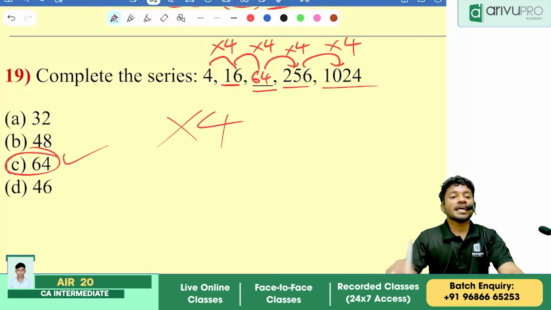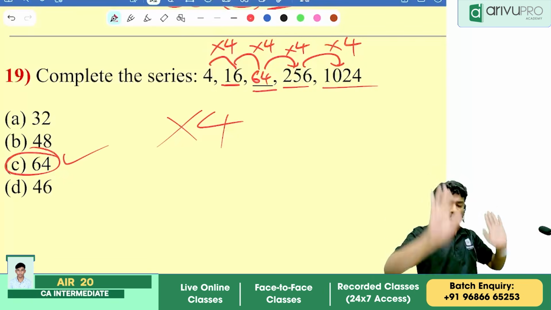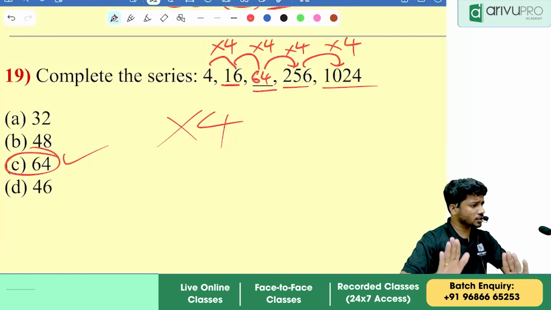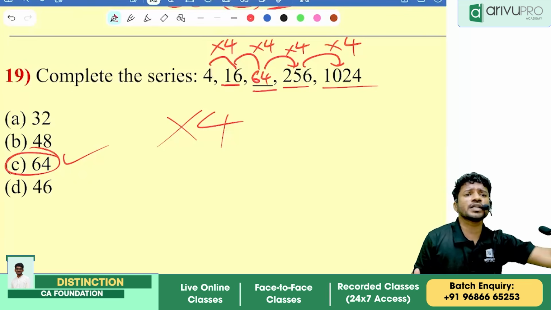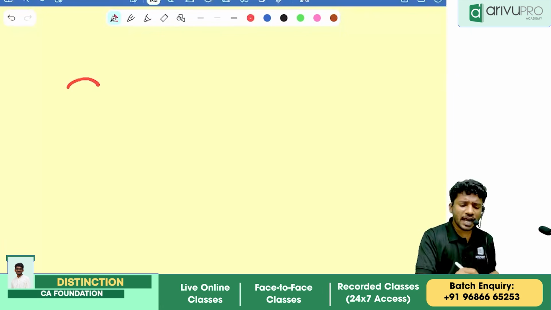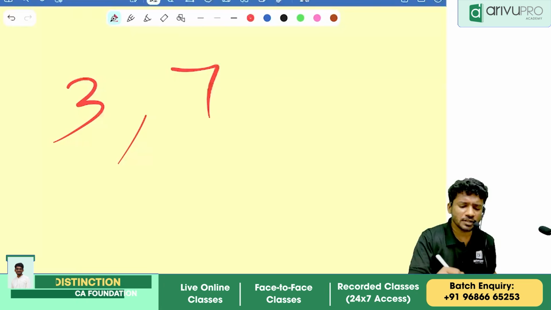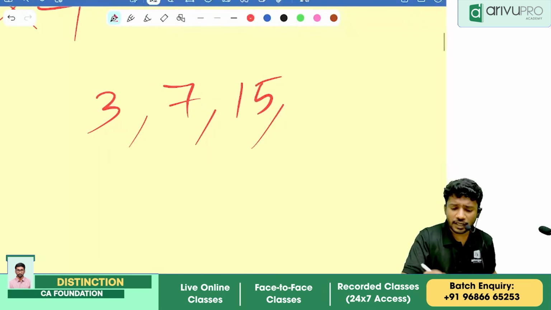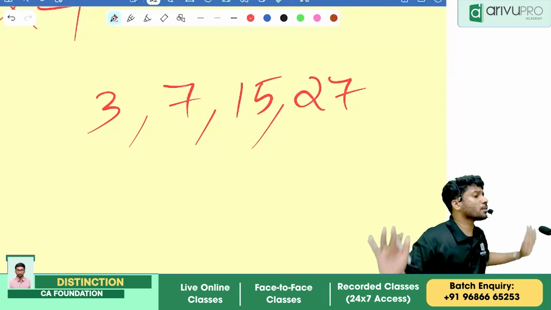Into 4. Now, people, this is not the same type of question which will come for examination. This was the type of question which was asked like 2 years back. Nowadays, they are keeping a different type of question. They will randomly give some numbers. For example, 3, 7, then they will give 15, then they will give 27. Randomly, they will give some numbers.